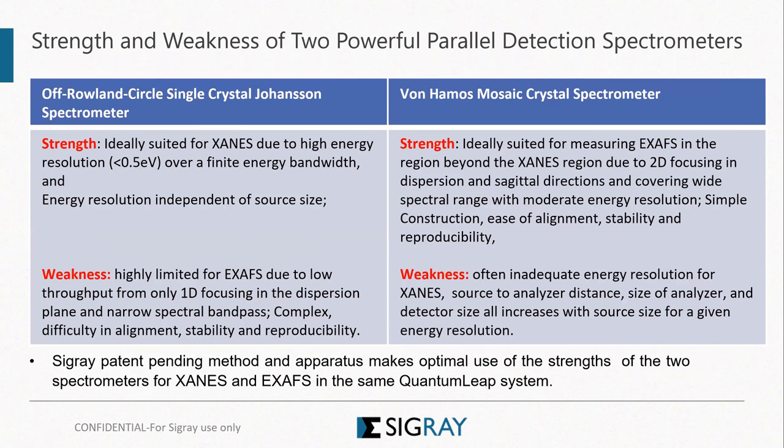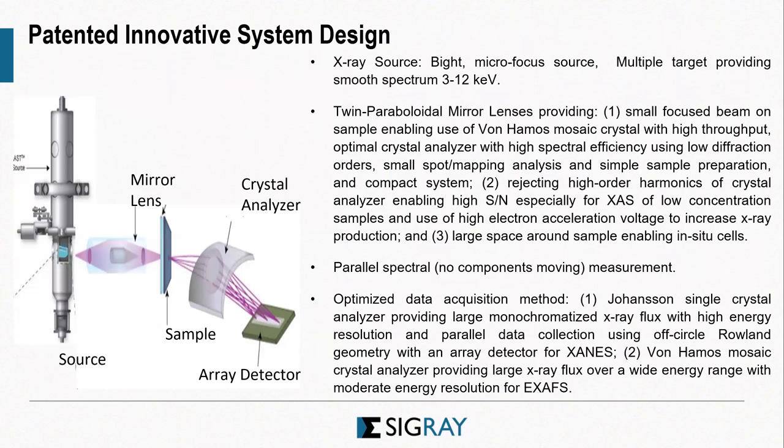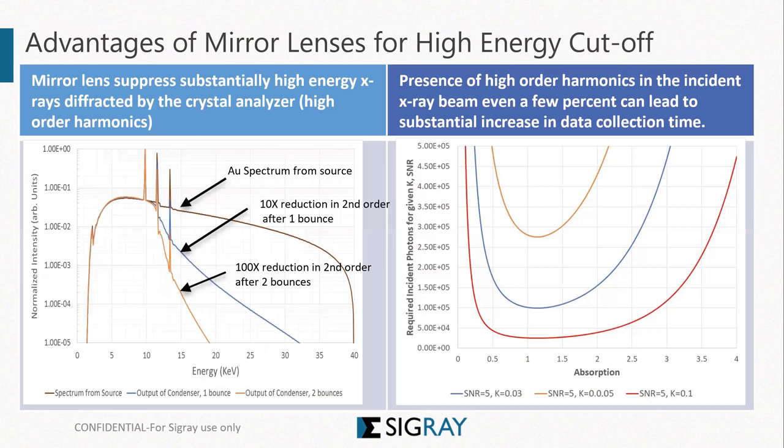So that's one of the important design characteristics. The system looks more like this on the left, a little bit distorted. We have an X-ray source, a mirror lens, whose function we'll explain later, and a crystal analyzer; we just show one. Actually, we have multiple mirror lenses, typically three, and three crystal analyzers, or sometimes even four.